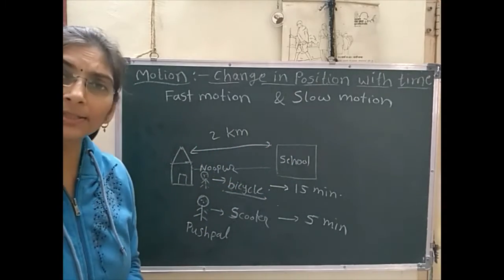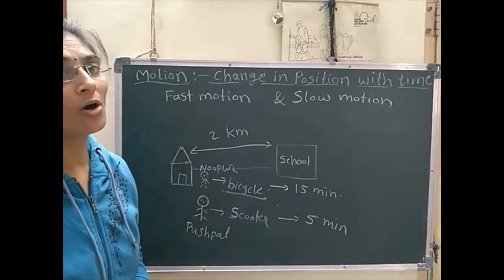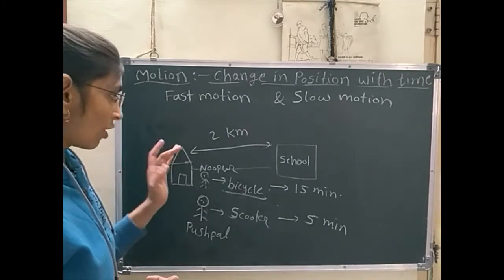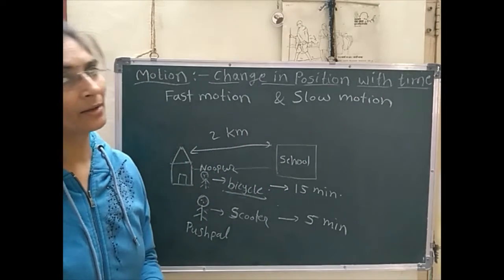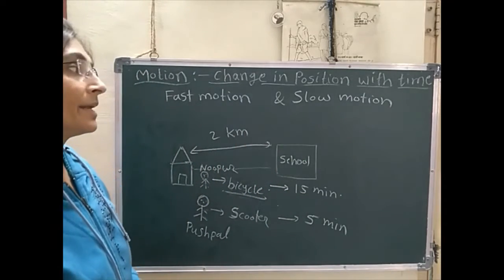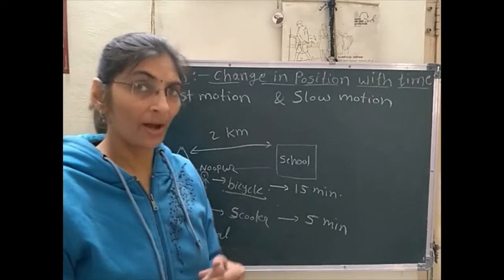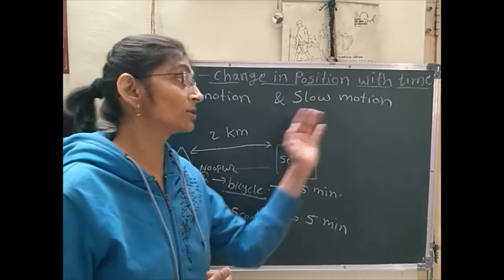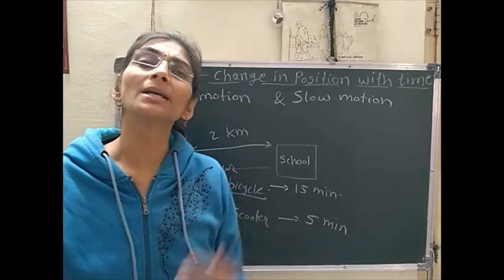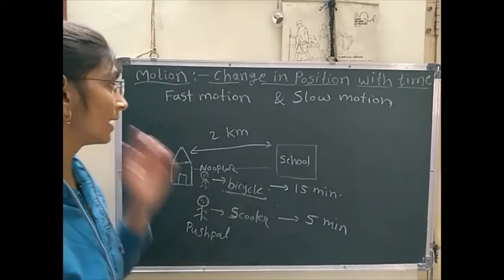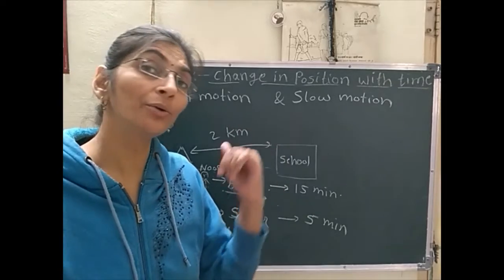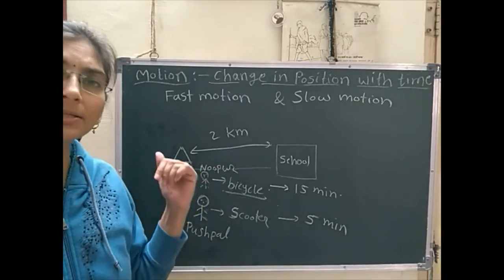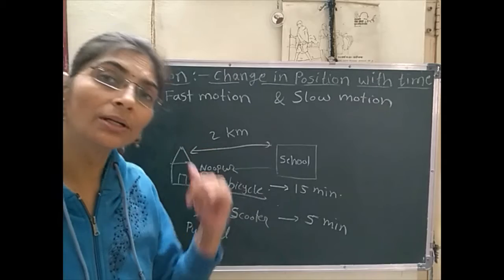So how can we say the motion is fast or slow? If the object is traveling with more speed, it is fast motion, and if the object is traveling with lower speed, it is called slow motion. So what is meant by speed? Speed is the distance traveled with relative time.